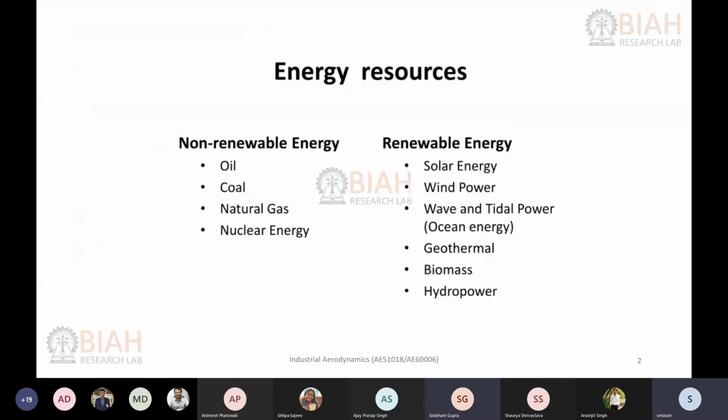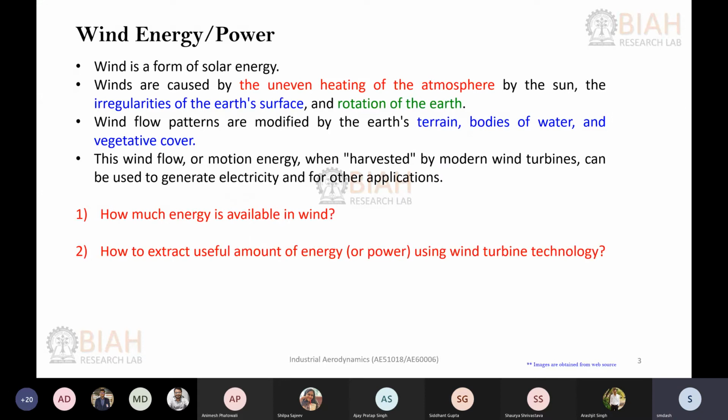Any questions? Okay, let's move on to the next one. So wind energy is basically a form of solar energy. As you can see, the source of wind formation is ultimately the sun itself. If there was no sun, it would not be possible to have wind.